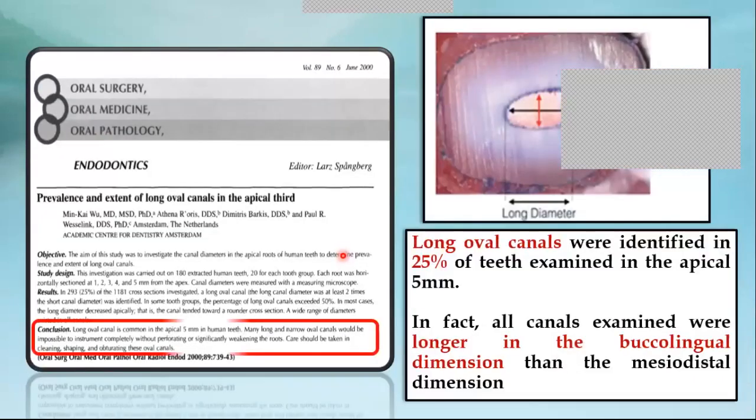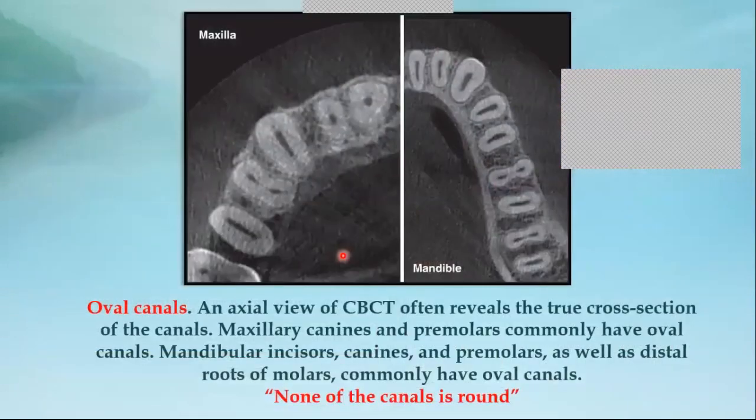We have long known that the majority of human root canals are oval in cross-section, mostly in the buccolingual dimension. We always teach our students that the majority of root canals are wider buccolingually than mesiodistally. And here is an axial view from a cone beam CT. We can see clearly here that the maxillary canine and the maxillary second premolar are oval in buccolingual dimension. And here is the mandible: the mandibular incisors, the mandibular canine and premolars, and even the distal roots of the mandibular molars are oval in cross-section, in buccolingual dimension. None of them is round.